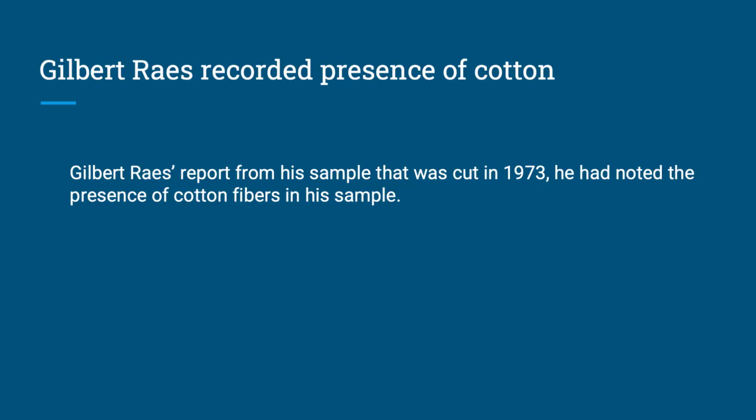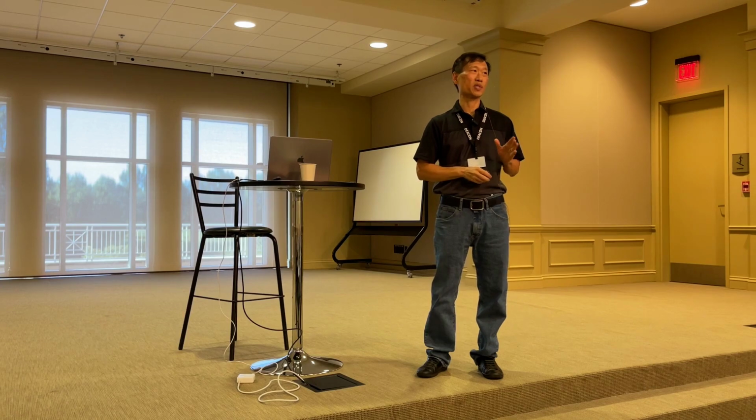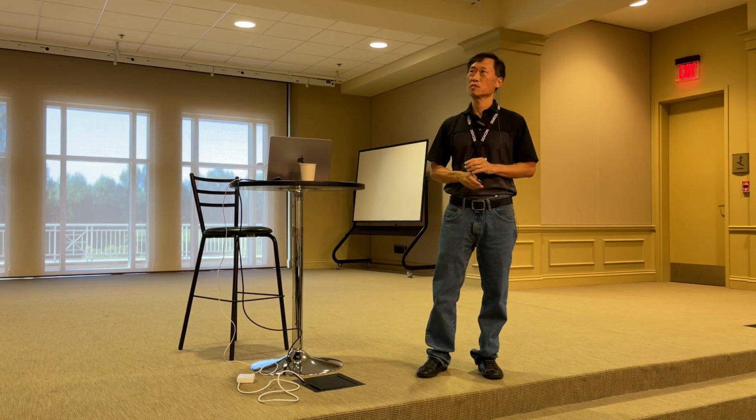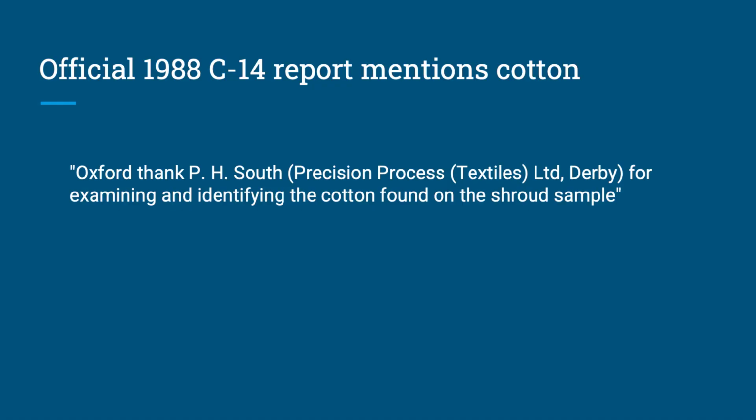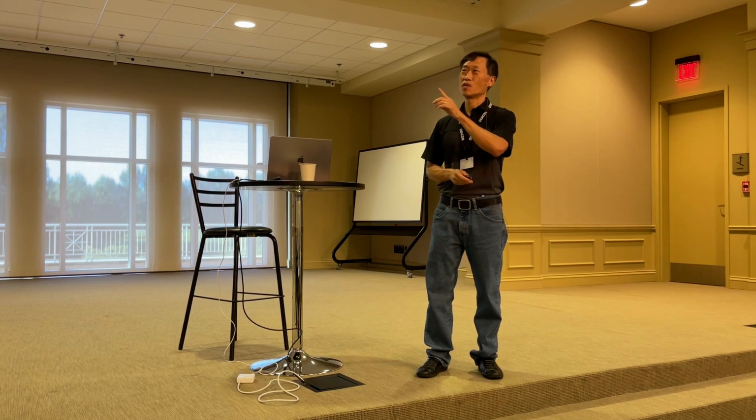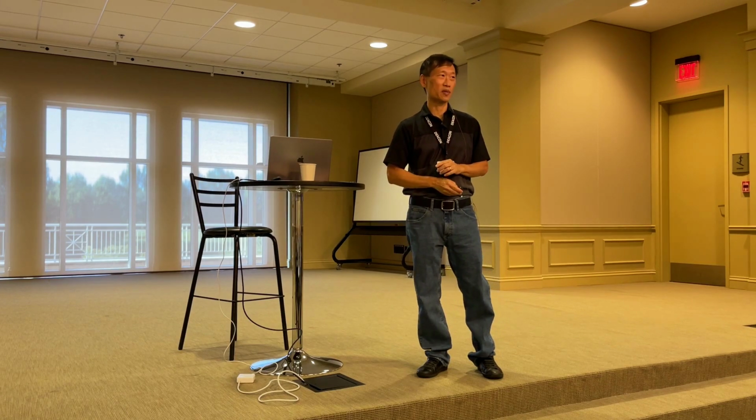Gilbert Raes, when he had cut it from the shroud in 1973, at that point he had already noticed that there was cotton in his sample. And even from the official 1988 C14 report, they said there was cotton found on the shroud sample.